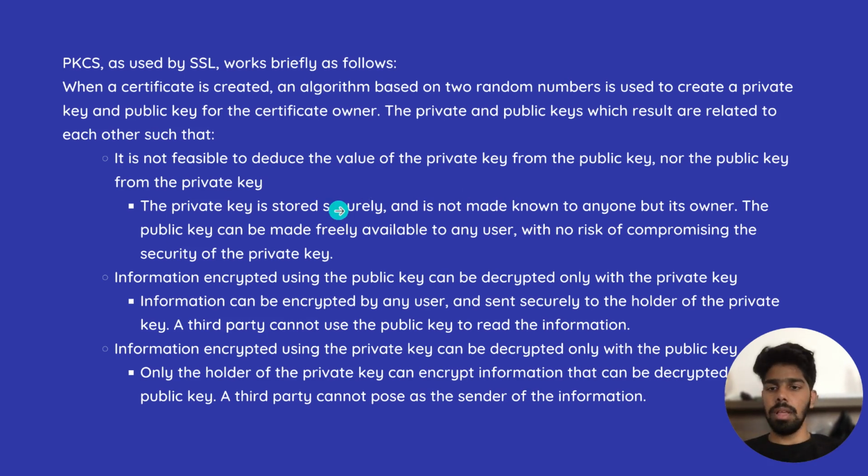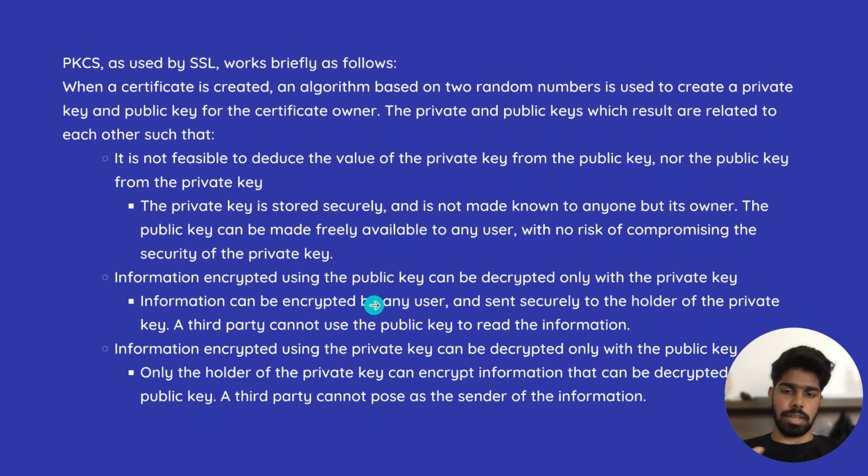The private key is stored securely with the user and not made known to anyone but its owner. The public key can be made freely available to any user, with no risk of compromising the security of the private key. So even if the public key and private key are related to each other, you should not be able to predict one key using the other. And information encrypted using the public key can be decrypted only with the private key, as I said.